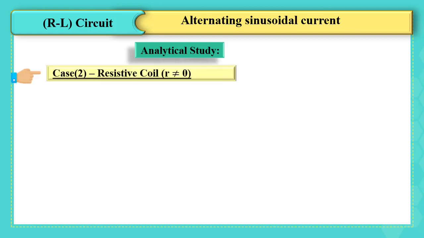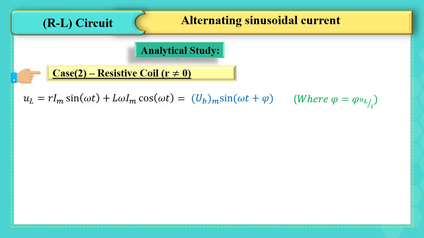Case 2, resistive coil, where the internal resistance of the coil is different than 0. For this case, the expression of the voltage of the coil UL can be written as Um sine omega t plus phi, where phi represents the phase difference of UL with respect to i. And we are going to take two particular values for t to find the sign of the phase difference.